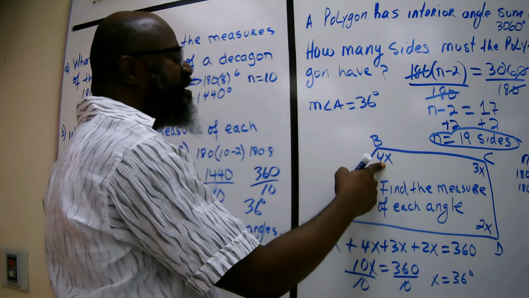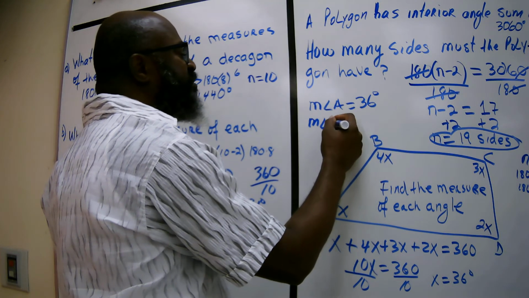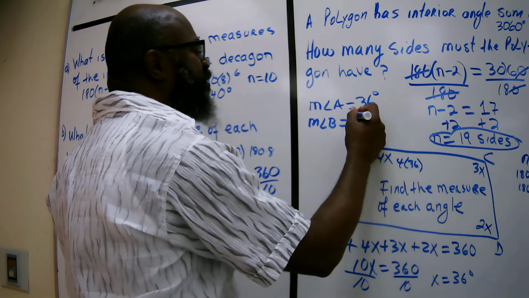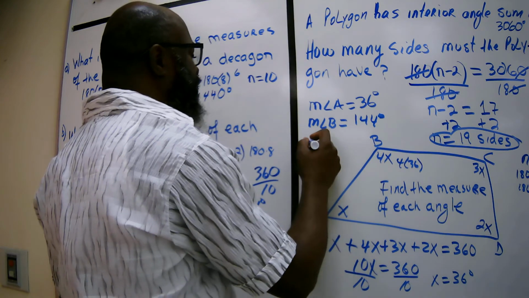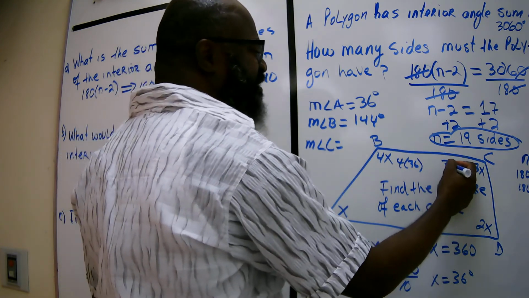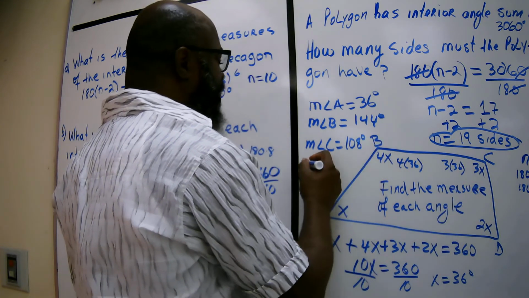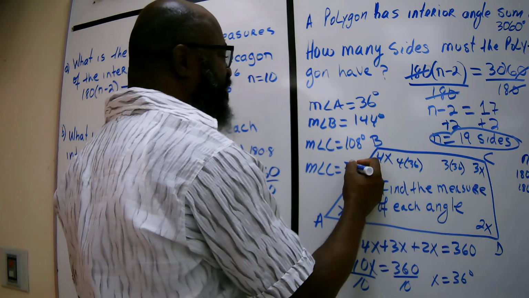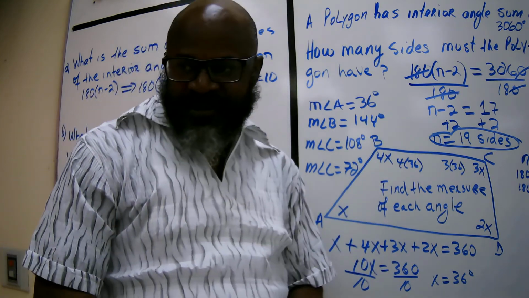The measure of angle B is 4 times 36, which gives 144 degrees. And the measure of angle C is 3 times 36, which is 108 degrees. And the measure of angle D is 2 times 36, which is 72 degrees. Then you're done.